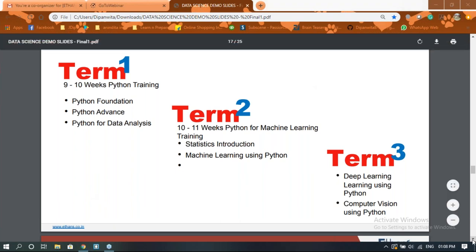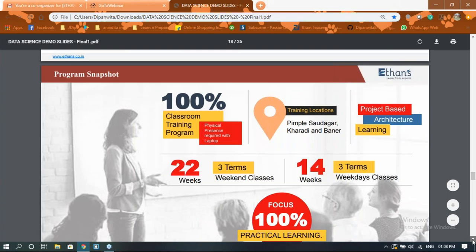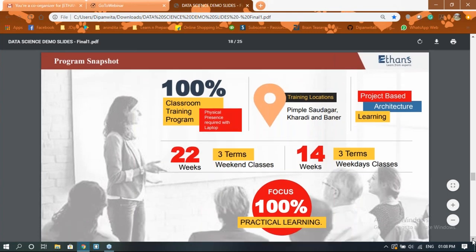Having said that, the main features of this program: this will be a 100% classroom training program. You have to be physically present. This will take only weekend classes. The training will be provided at all the locations: Pimple Saudagar, Kharadi and Baner. This will be focused on hands-on, project-based training, and a practical learning experience, so that you can show something that you have done.